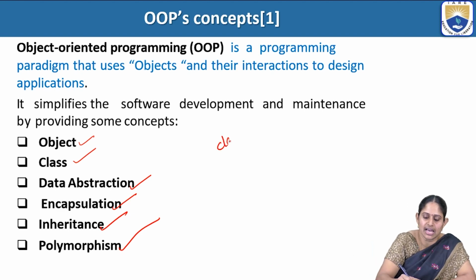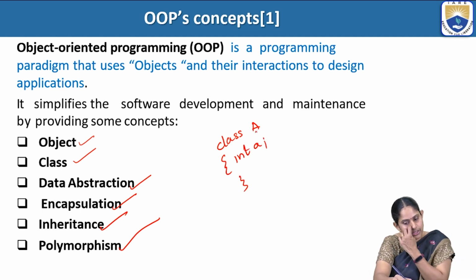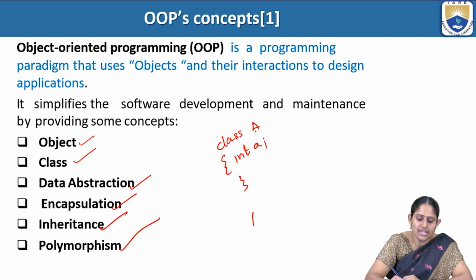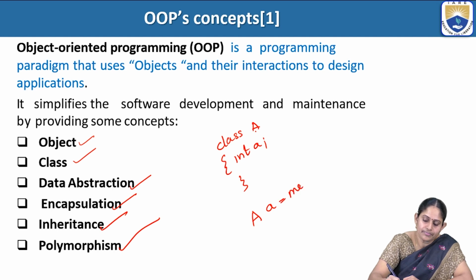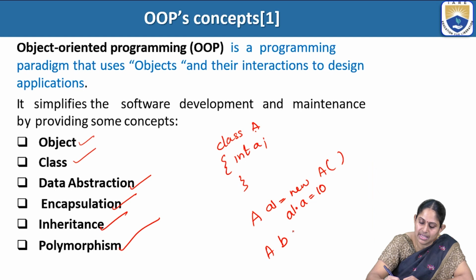So let's say we have a class named A and it has a variable named int. When the object of this class is created, we can have class A object created equal to new A. So we can assign, let's say this is A1, A1's A value to 10. Now you can again create another object B which is new A, and B's A will be, let's say, 20.